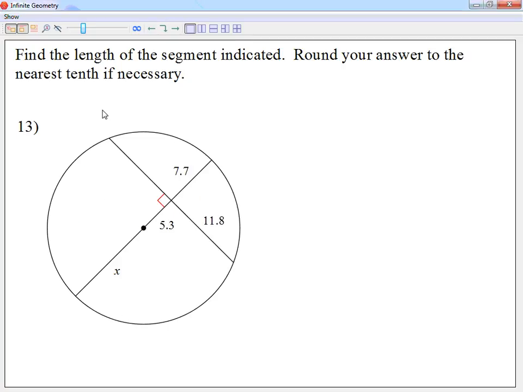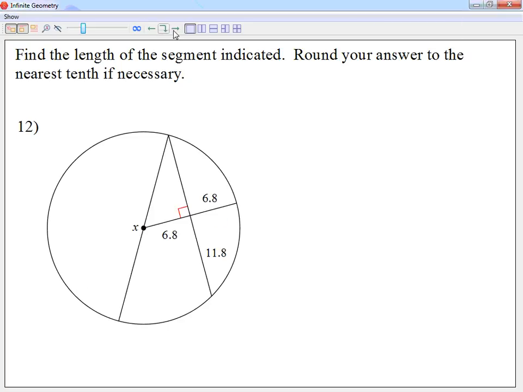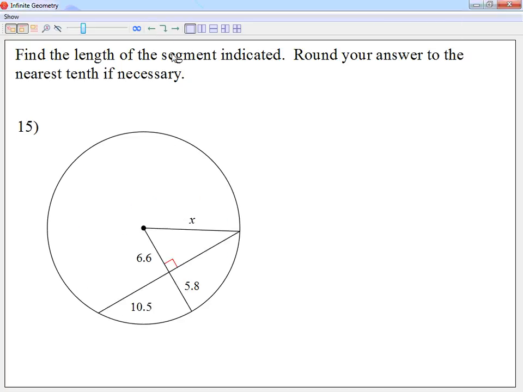In number 13, I'm asking only for the radius. See how x is not in the center, x is at the side? I'm asking for the radius. 15, let's take a look at 15. 15 is the radius. You see how x is a radius? So for my radius, I'm going to go 6.6 plus 5.8.